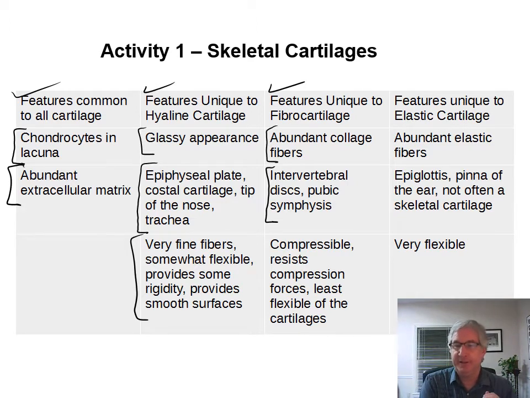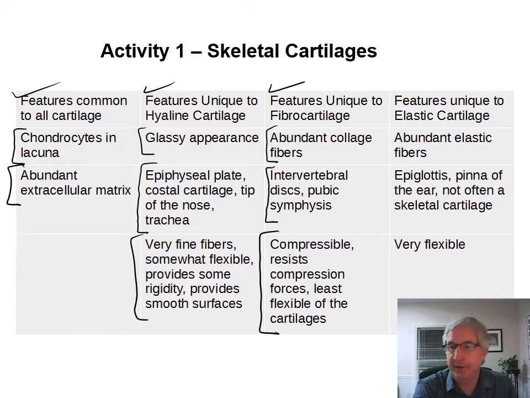It's also in the pubic symphysis. There are two pelvic bones that come together in the anterior at what's called the pubic symphysis, and there's fibrocartilage that joins those two bones together. We'll see what that looks like. Fibrocartilage is compressible, and then it kind of snaps back. It resists compression forces. It's the least flexible of the cartilages.